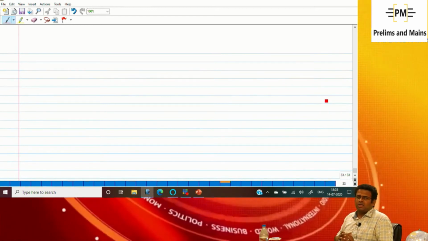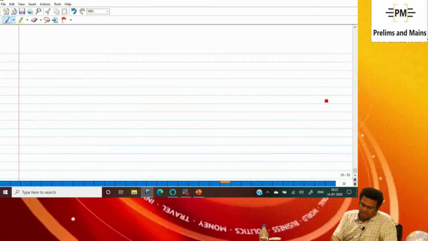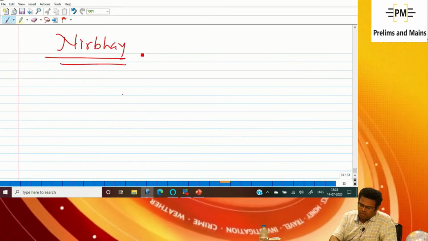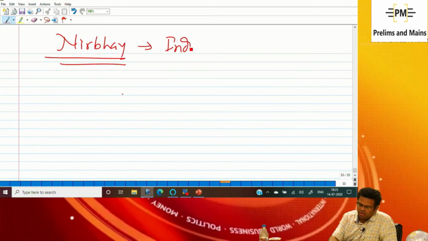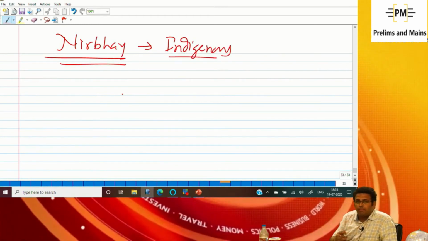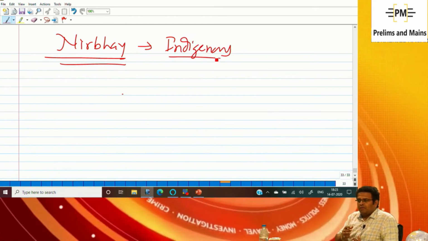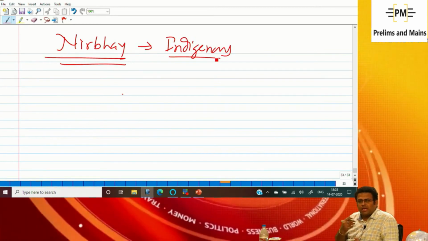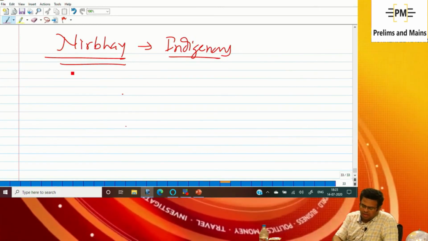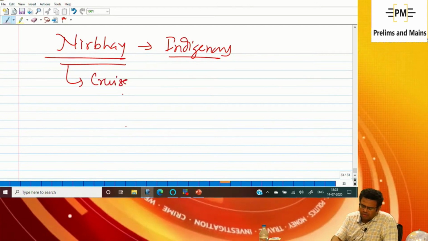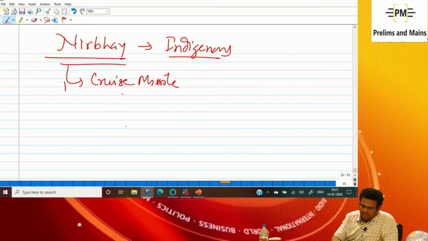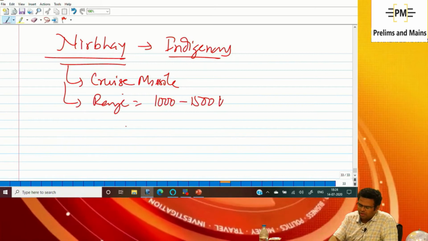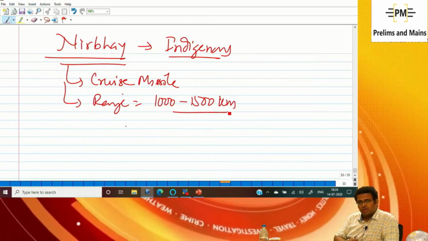Another one we can see is Nirbhay. Nirbhay is indigenous, with no other country involved. We made it before the MTCR, but even if a country is a member of MTCR, India has made it without taking any help from another country. It is a cruise missile, and its range is 1000 to 1500 kilometers, indigenous.